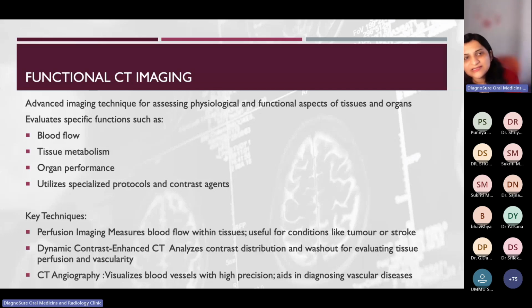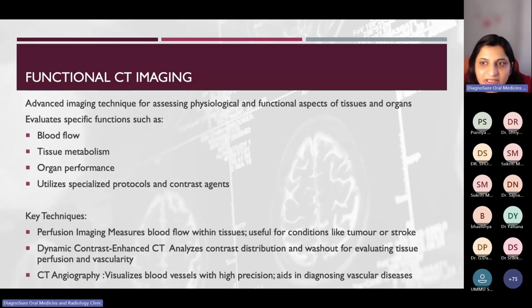Talking about functional CT imaging. Till now, whatever CT imaging we were talking about was all structural imaging. So we were dealing with the anatomy and structure. Whatever CT images we have discussed and we were taking, we could see the structure and anatomy. We don't know the function yet.